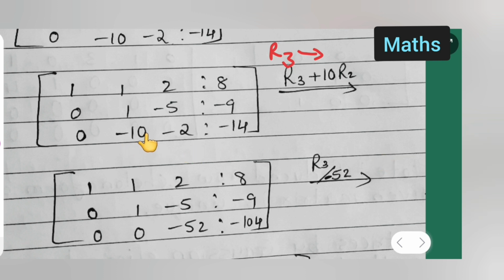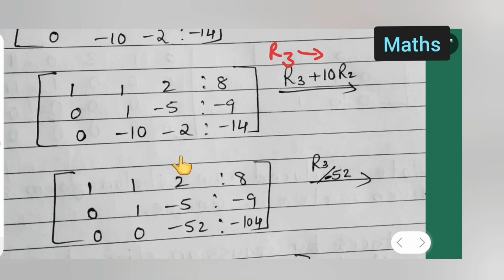So now what you'll have to do is do the same. Minus 10 plus 10 will give you a 0 over here. See, minus 10 plus 10 into 1 will give you 0. What is this? Minus 10 row 3 plus 10 times row 2. 10 ones are 10, so minus 10 plus 10 will give you 0. So that is how we got 0 over here.